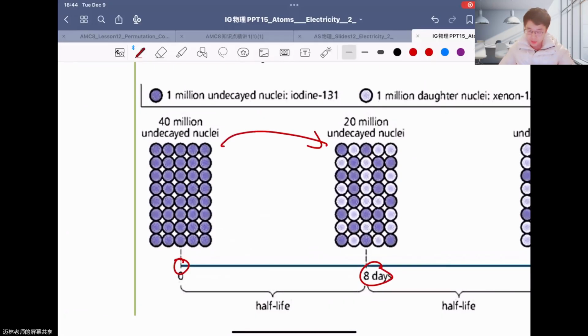You can find there are 40 balls representing 40 million. We cannot draw all 40 million atoms right here, so we use one ball to represent 1 million. You'll find that 20 balls in the figure turn into light purple, so there's a color change. After 8 days, there are 20 million, or we can say half of the nuclei decayed. Now we give this a new name: half-life, or half-time.